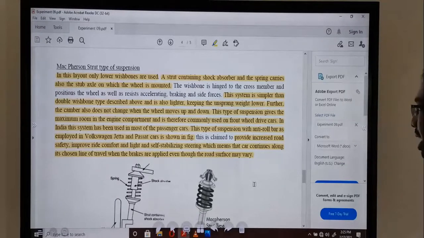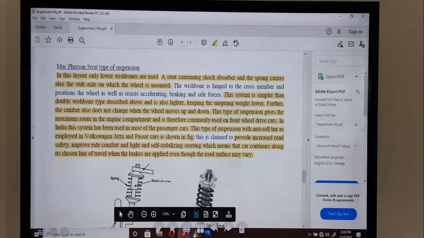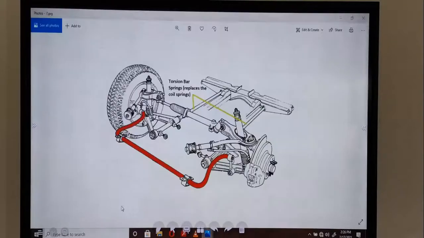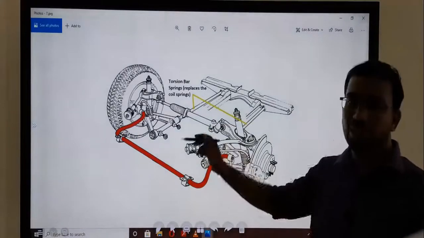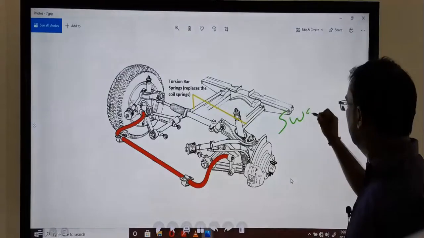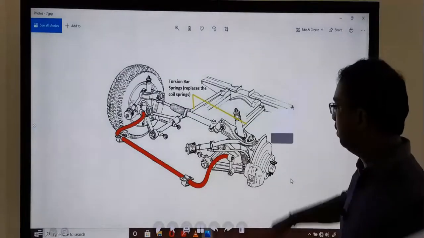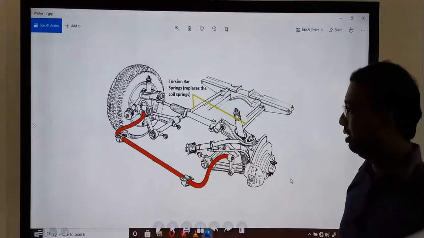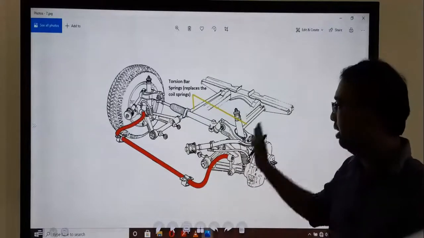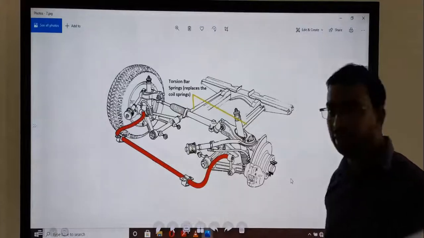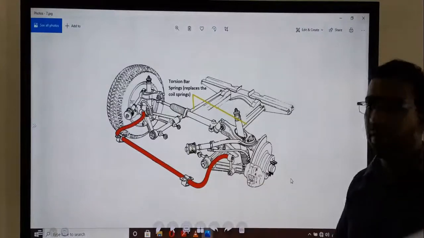So what is an anti-roll bar? What is the purpose of this anti-roll bar? I already showed it. This anti-roll or anti-sway bar is the cross member I already told you about. What is the purpose of this sway bar? Just imagine, it can control or balance the vehicle side to side. It's like a balance bar, this sway bar.